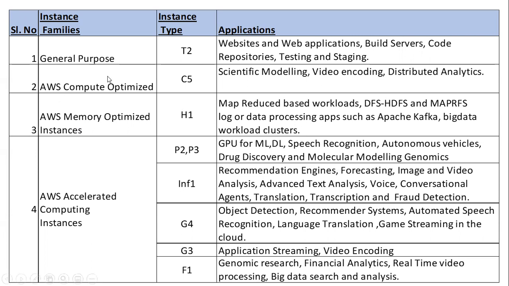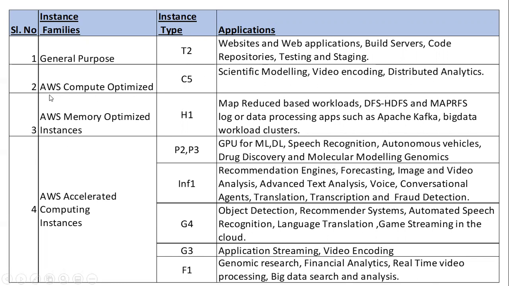Now, when we are talking about the general purpose instance family, one of the popular instance types is the T2 instance type. Now, T2 is optimized for websites and web applications. You can build servers, code repositories, testing, and staging. If you're doing any of these things, you might want to activate the T2 instance.